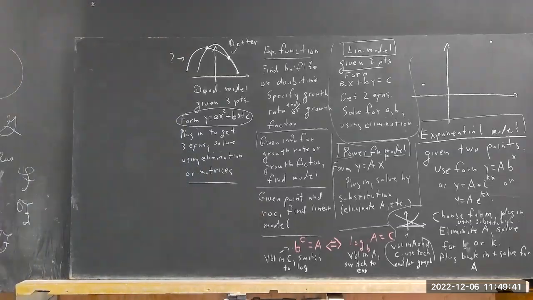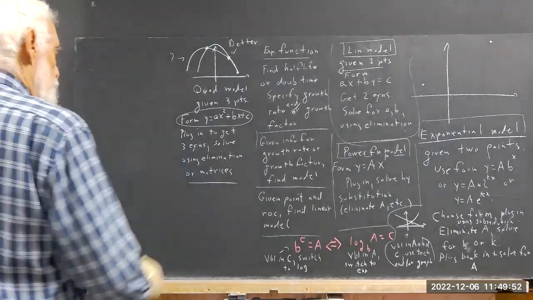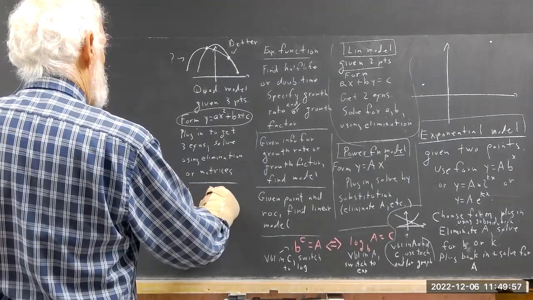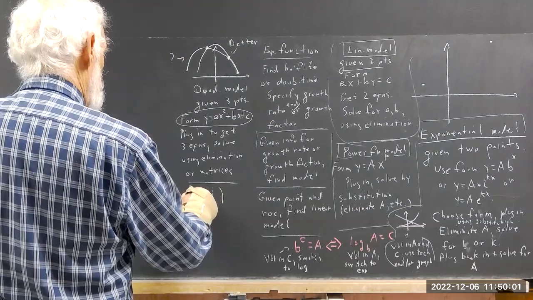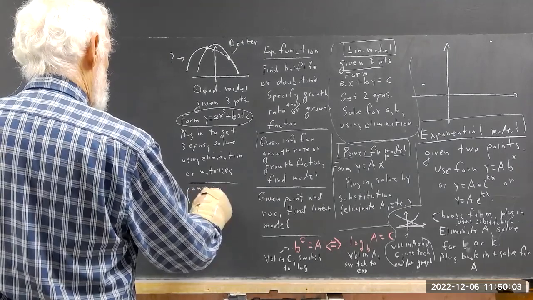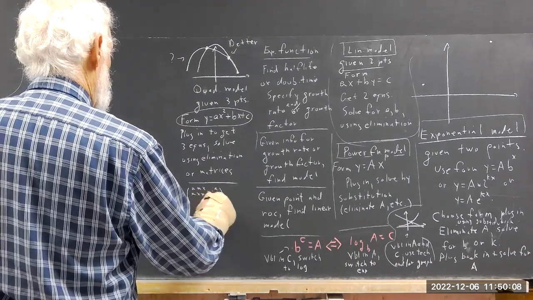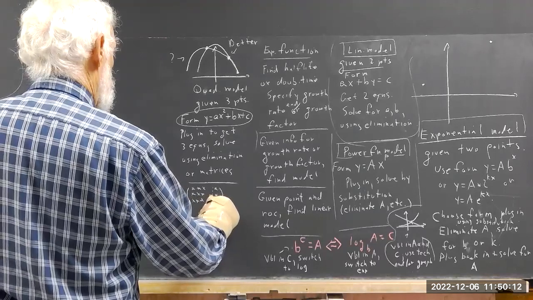and solve using elimination of matrices. Okay. You have 3 equations. You would get a 3 by 3 matrix. And I'll just write down what the augmented matrix would look like. You're going to have 3 numbers here and a number here. And 3 other numbers and a number here. And 3 other numbers and a number here.